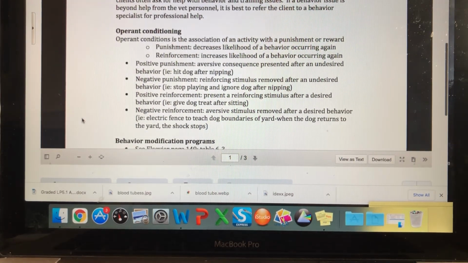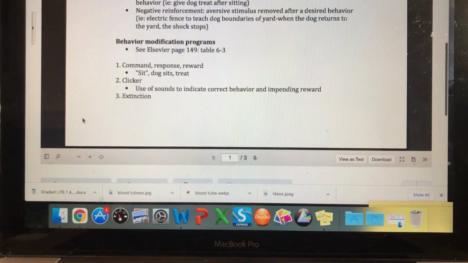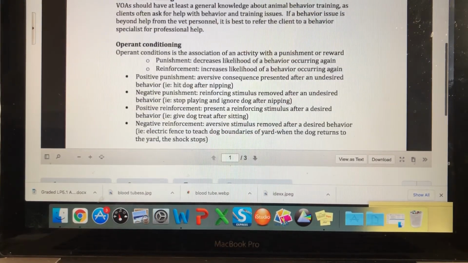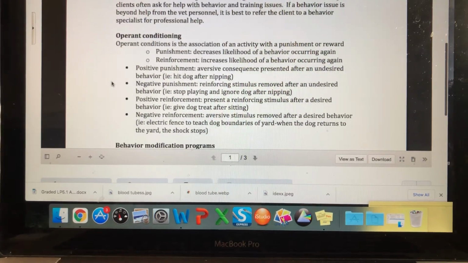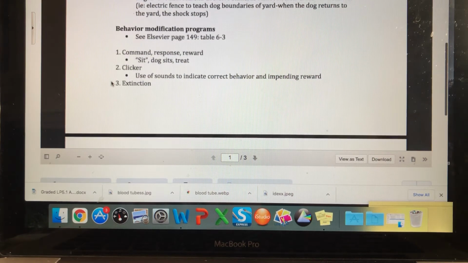If you do have questions about those, certainly ask them in the virtual classroom or the chat. So then in your textbook, they talk about using operant conditioning, which is basically the basis of all the other programs, okay? We're going to talk about some specific behavior modification programs, or things that we can do to help with behavior issues or training at home. There is a table in your textbook on page 149 and it details all of these. I've just broken it down to some quick notes here.